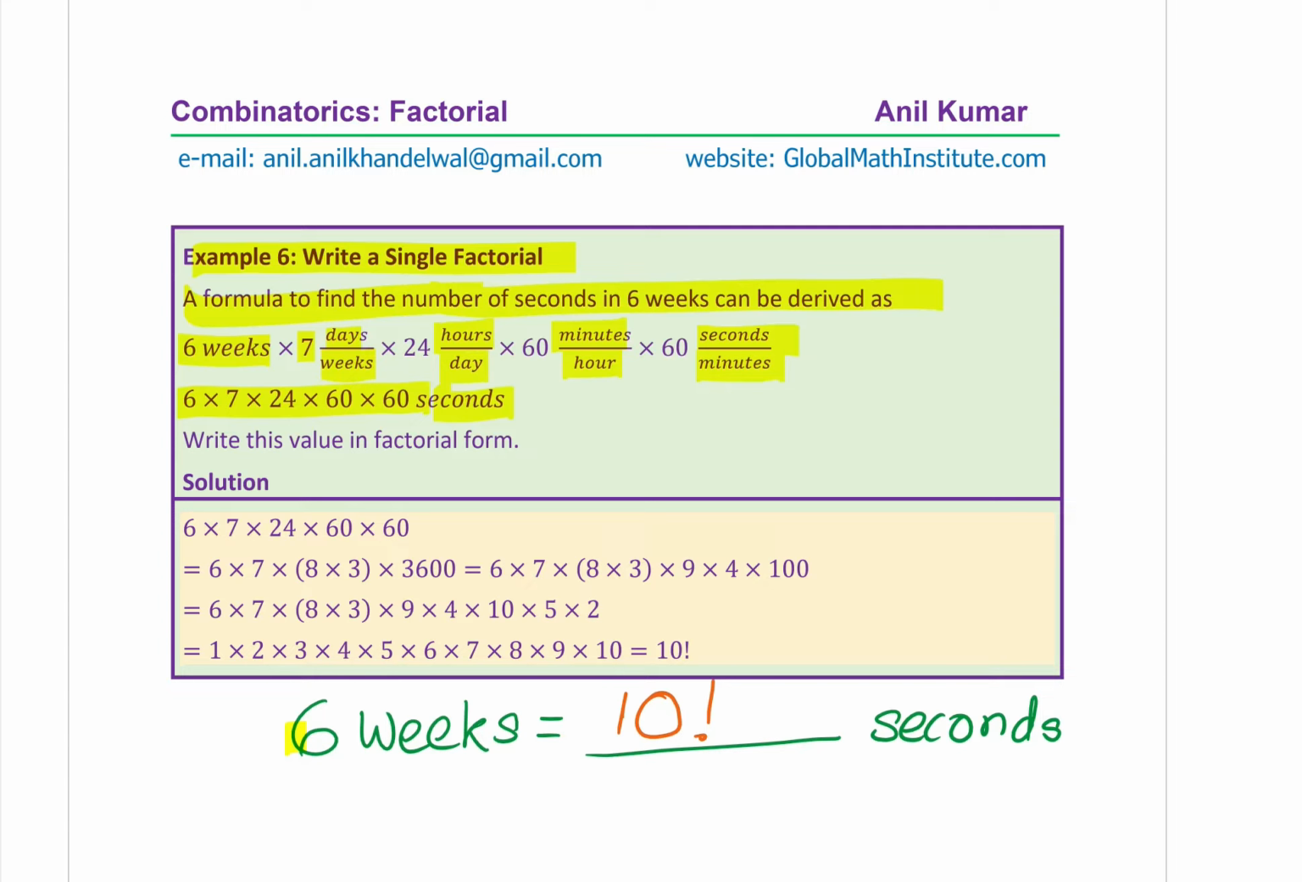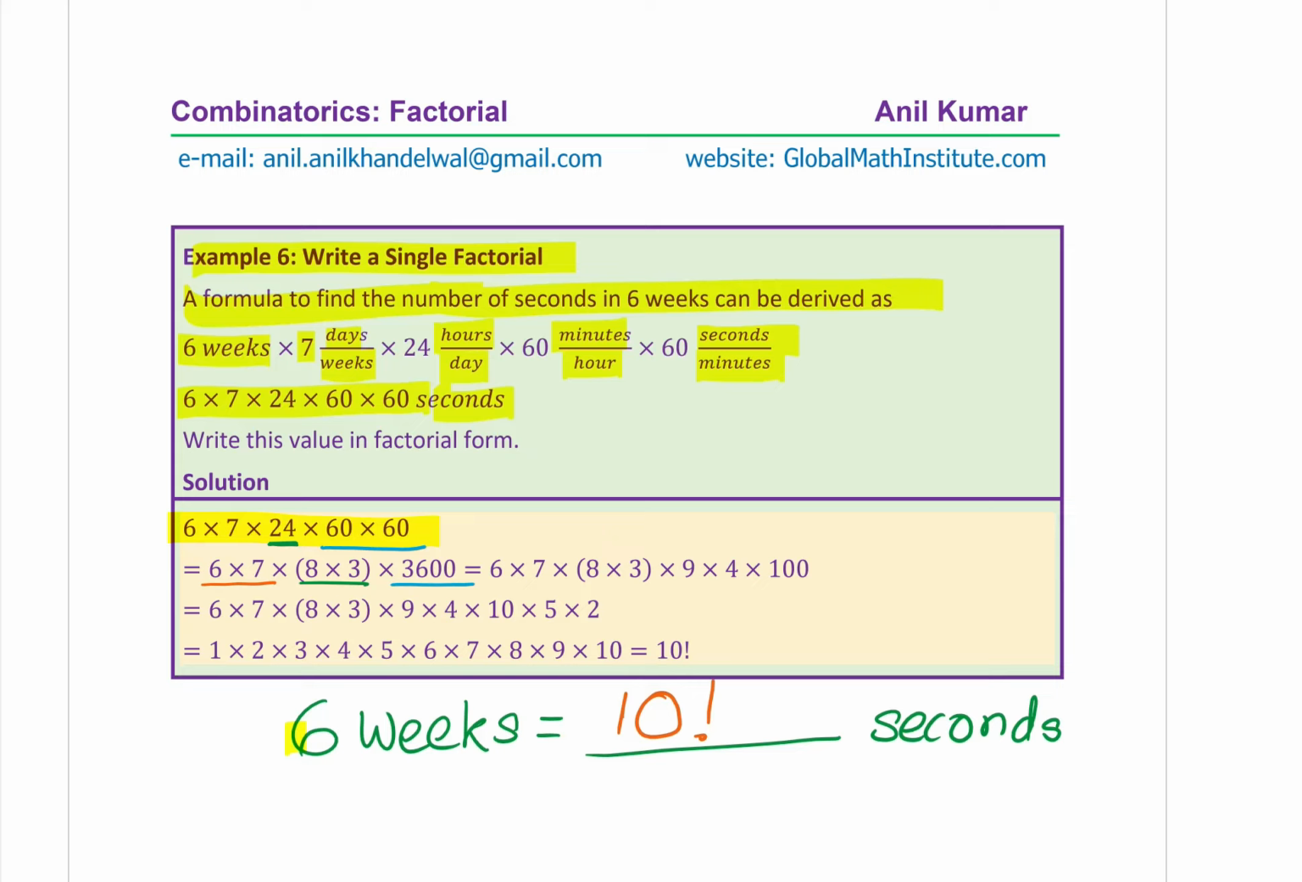Now, the idea is to write this in factorial form. How can we do it? That's the beauty. Have a look. So we begin with this set of products, which is 6 times 7 times 24 times 60 times 60. Now we already have 6 and 7, no problem. Then the number 24, what did I do with that? This number 24 we wrote as 8 times 3. Right, we want to break them up into smaller numbers. Sometimes it is even better to actually combine some numbers. So 60 times 60 has been written as 3600.